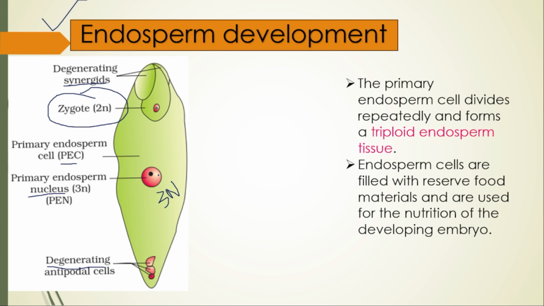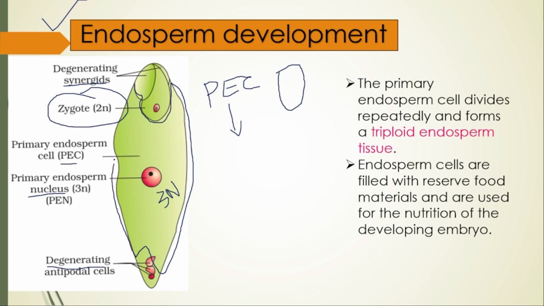Which one? This, that is PEC. PEC will divide rapidly to form triploid endosperm tissue. Just imagine this is PEC, only this cell. Just now focus on this cell. Whatever the blue outline I said, no, that one, the egg, this zygote is going to form an embryo. Don't worry about that. Now we are going to focus on this area, only this portion.